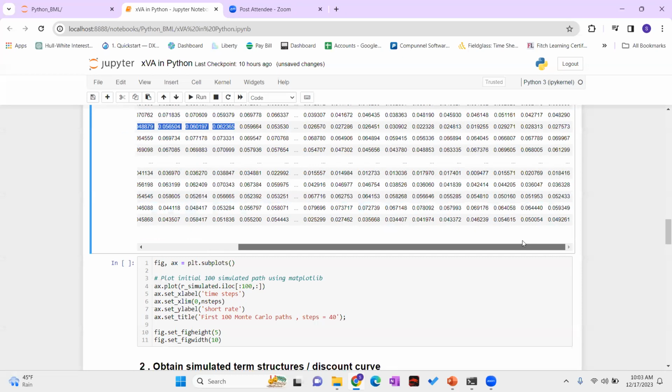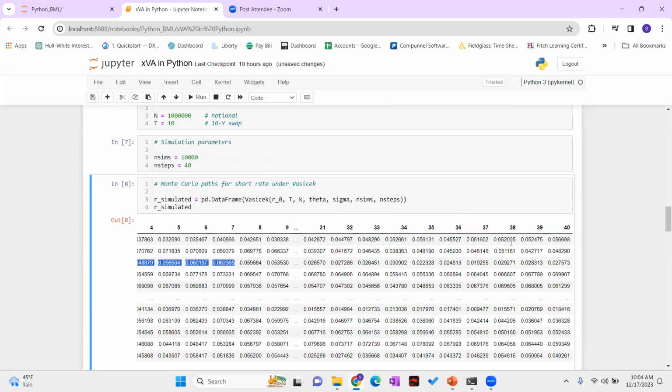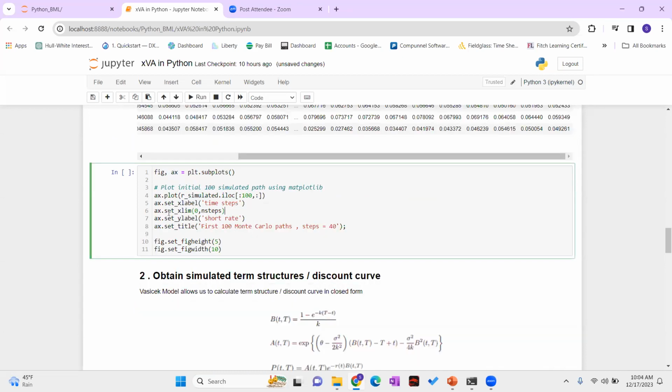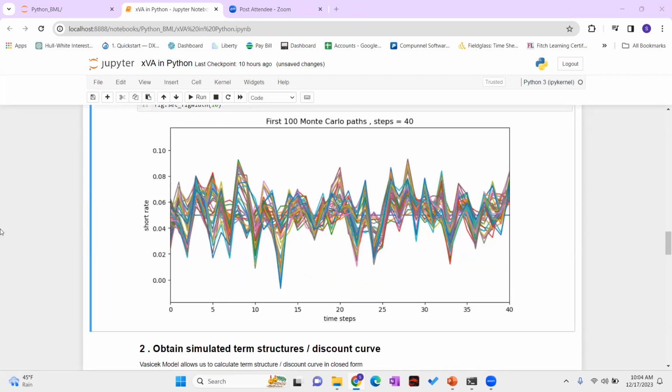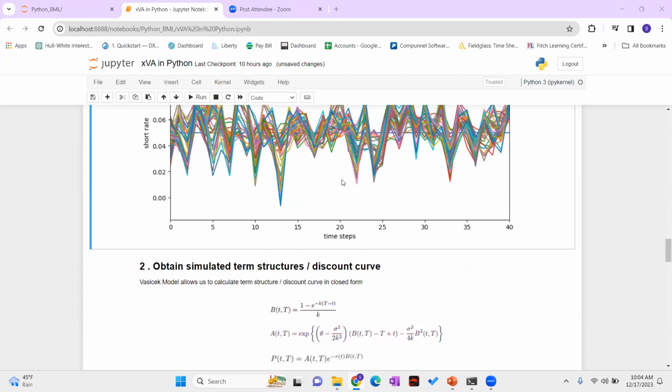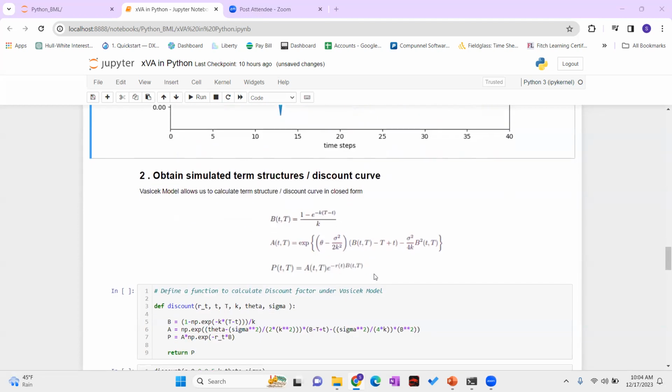Till the 40. Now, let's plot that. Plotting is always nice. So this is how it looks. So far, I have simulated the short rates, which is the risk factor. Next step would be to price my IRS.